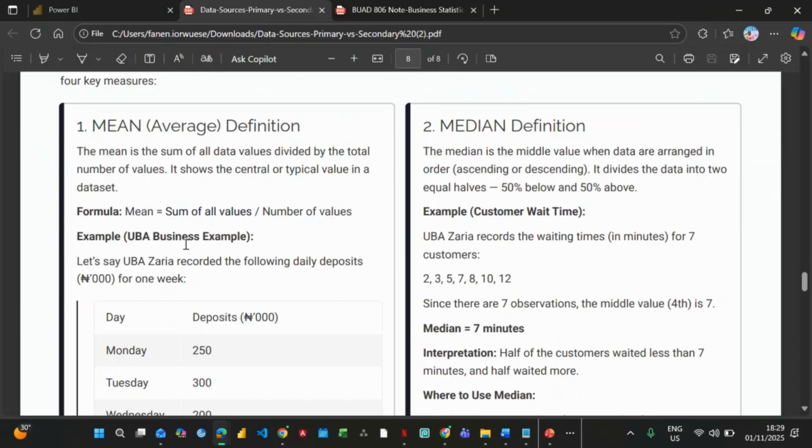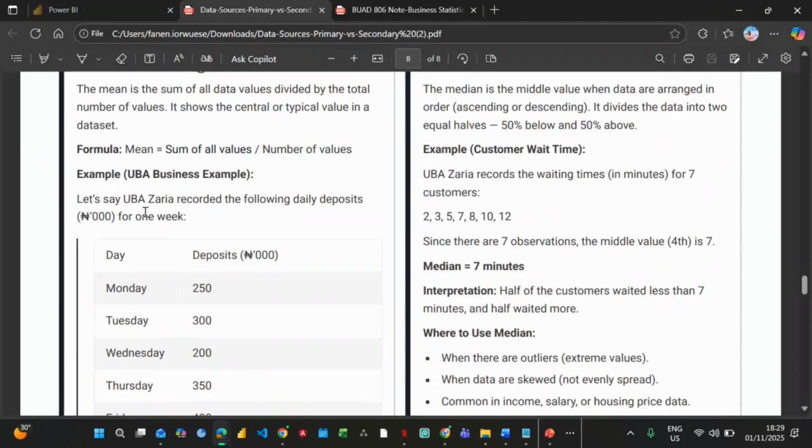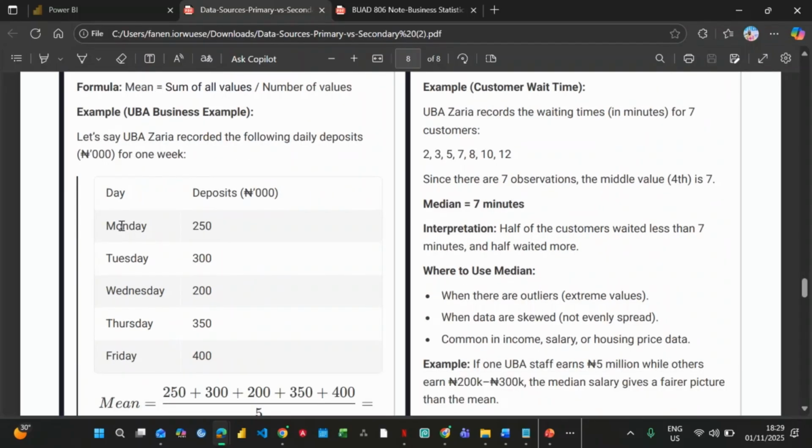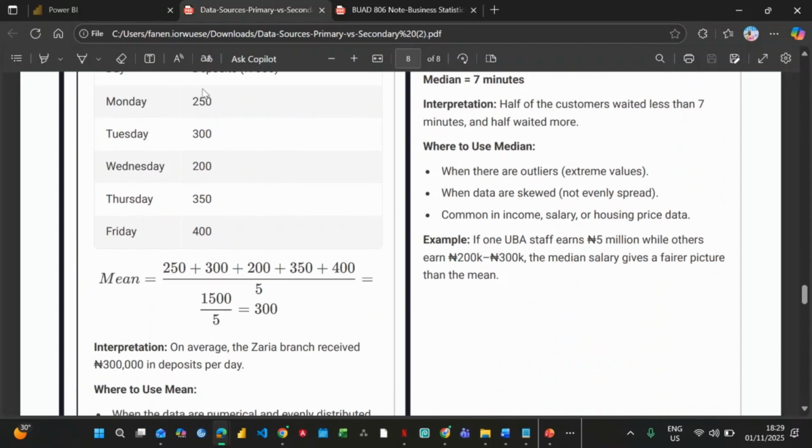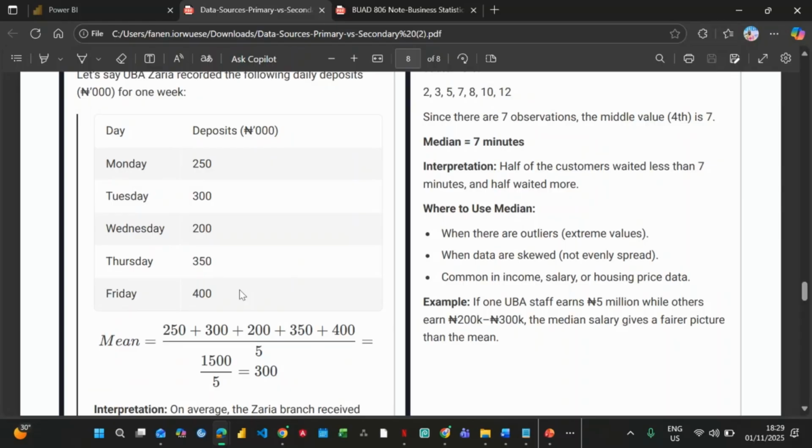For instance, let's assume UBA Bank Zaria recorded the following daily records. They have Monday this, Tuesday this. These are deposits of people's money. They want to know the mean, the average of deposits. If they add up all this data and divide by five, because it is Monday to Friday, 1, 2, 3, 4, 5, the total divided by 5 will give you 300. So this will give you the mean value of what?